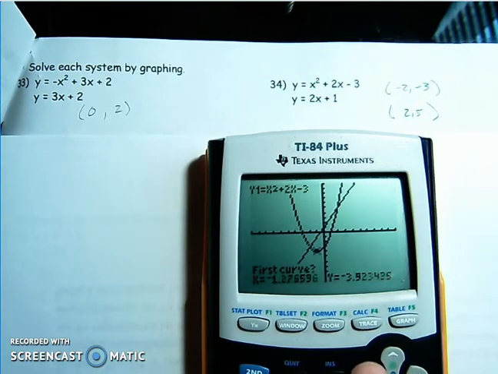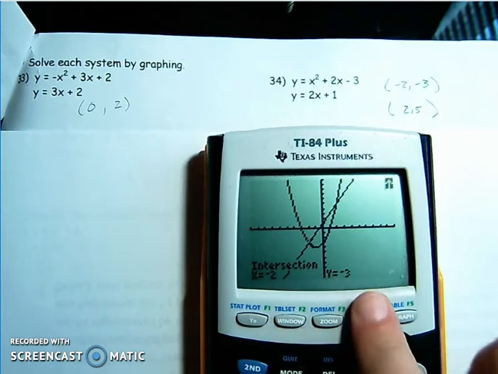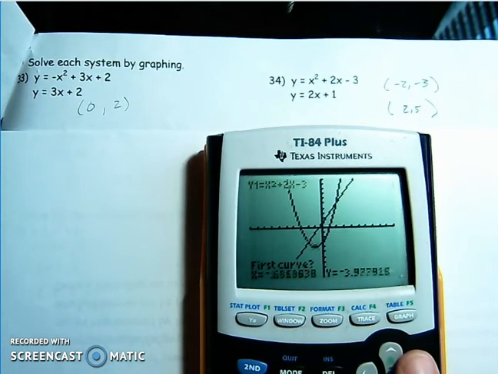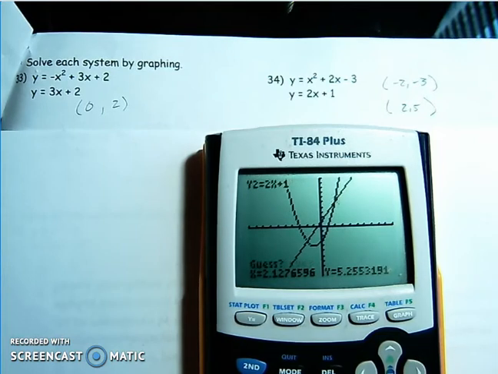Second trace 5, go over to the intersection 3 times. Negative 2, negative 3 is an option. Do it again. Go over to the other intersection this time. And 2, 5 is your answer.